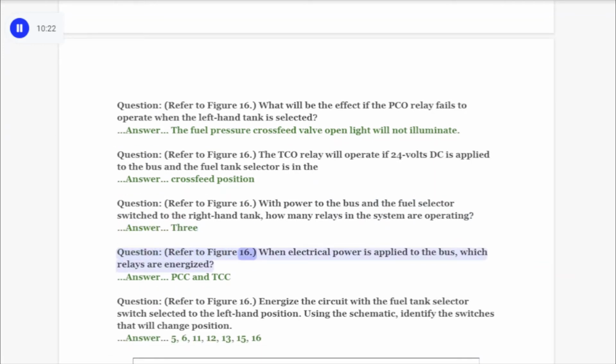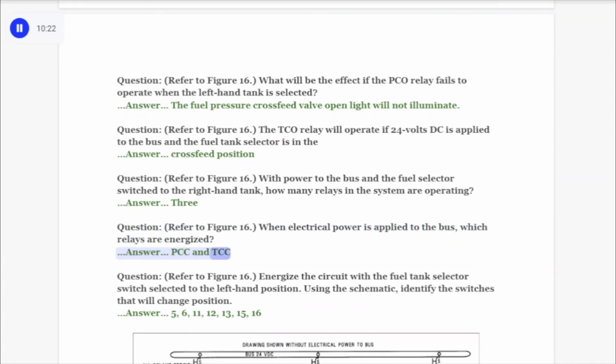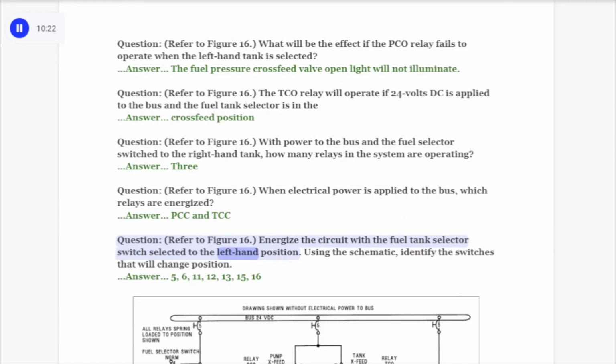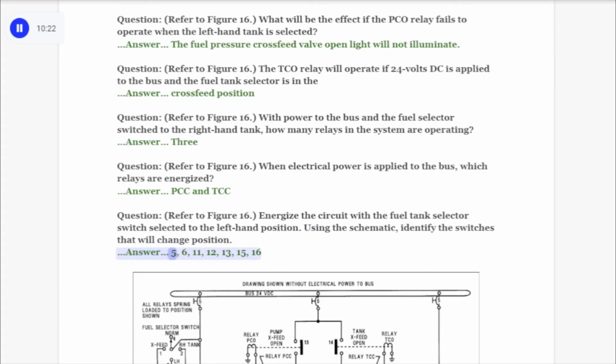Question. Refer to Figure 16. When electrical power is applied to the bus, which relays are energized? Answer. PCC and TCC. Question. Refer to Figure 16. Energize the circuit with the fuel tank selector switch selected to the left-hand position. Using the schematic, identify the switches that will change position. Answer. 5, 6, 11, 12, 13, 15, 16.